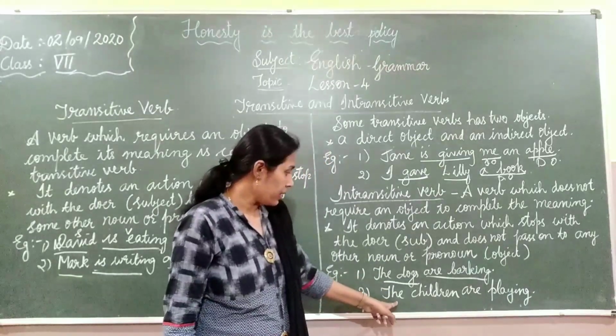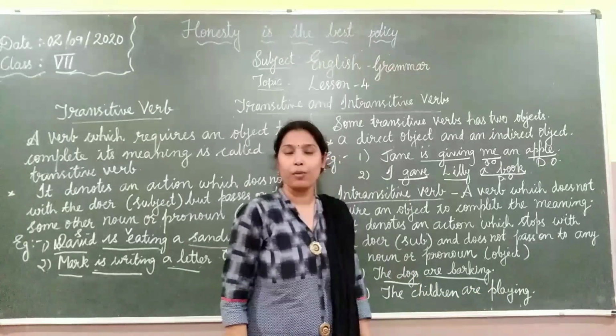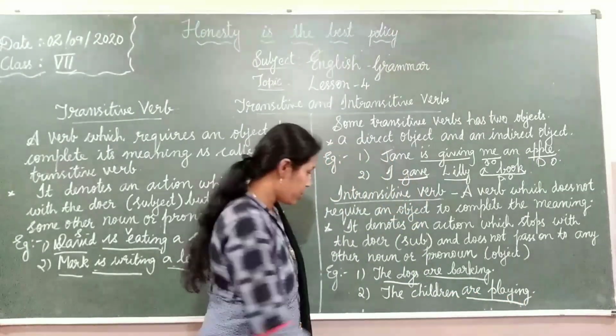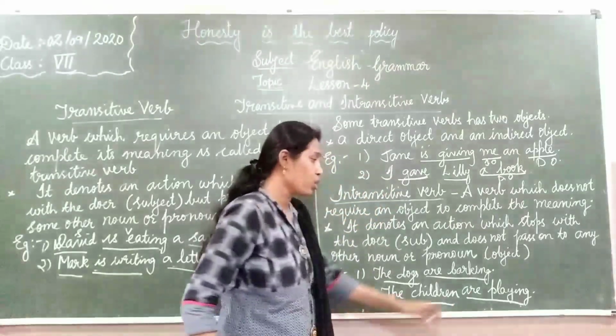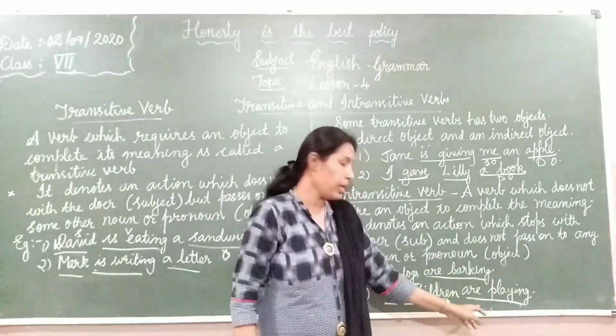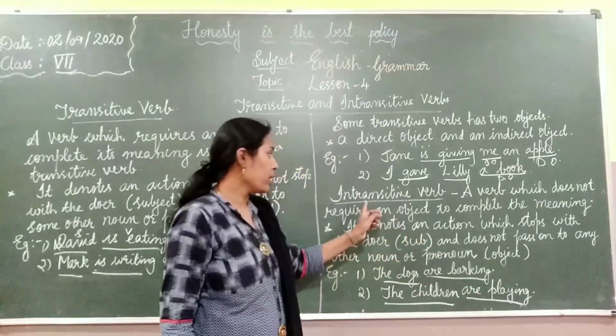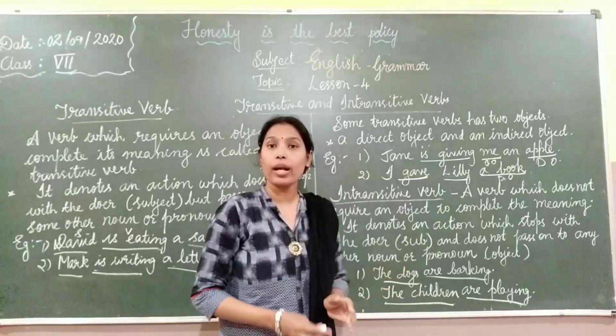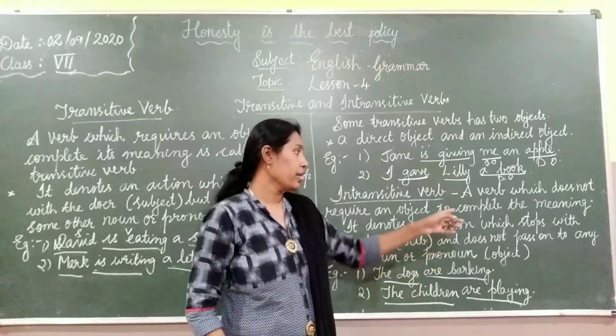Next example, the children are playing. What is the verb here? Are playing, and the subject is the children. There is no object after the verb. Those are called what? Intransitive verb. A verb which does not require an object to complete its meaning.